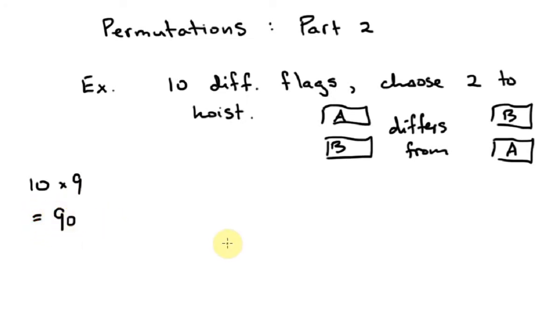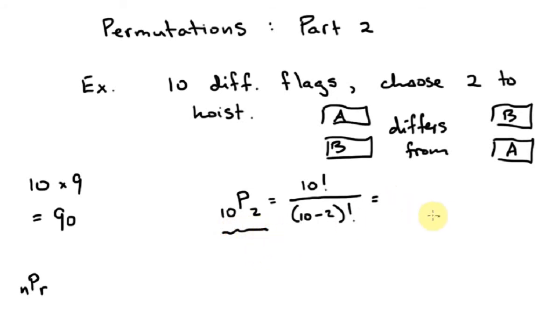However, I'm going to use the other permutations formula, the one that looks like this, n pick r. In this case, we have 10 flags to choose from. We're going to pick 2 of them. Now, in the formula, that means I have to have 10 factorial on the top, and 10 minus 2 factorial on the bottom. Now I could just work this out, or I could have done this on the calculator. If I were to continue working it out, I'd have 10 factorial over 8 factorial.